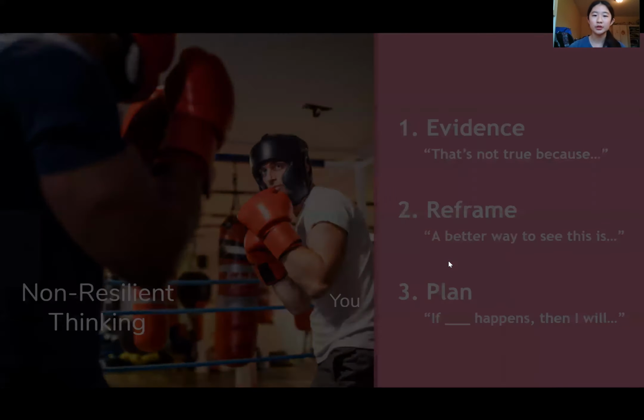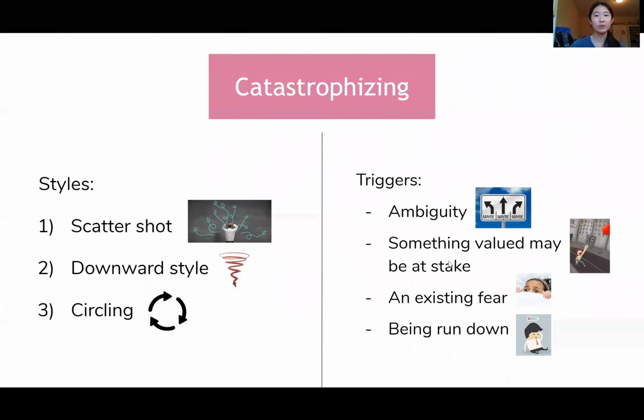But I also wanted to quickly talk about catastrophizing once again, because my explanation on it was a little bit simplified. There's a lot of different styles for catastrophizing, and there's different triggers as well. So last time I used this image to portray catastrophizing, and that only portrays one of the styles of catastrophizing, which is scattershot.